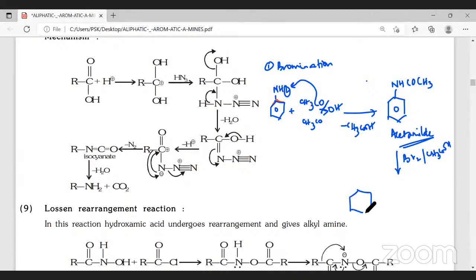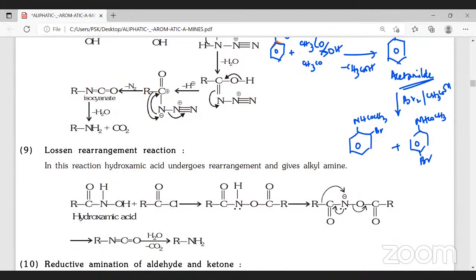So you get a mixture of ortho bromoacetanilide, and also you get para bromoacetanilide. This is an important reaction for competitive exams. They may not ask you for your POC because this is a lengthier one.